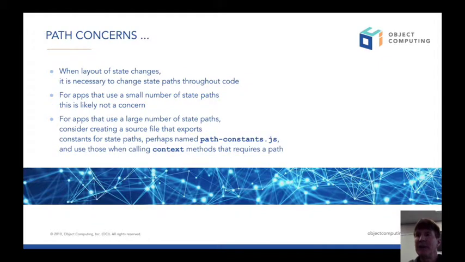When the layout of the state changes, it is necessary to change state paths throughout the code. For apps that use a small number of state paths, this is likely not a concern. For apps that use a large number of state paths, consider creating a source file that exports constants for the state paths, perhaps named path-constants.js, and use those when calling context methods that require a path.